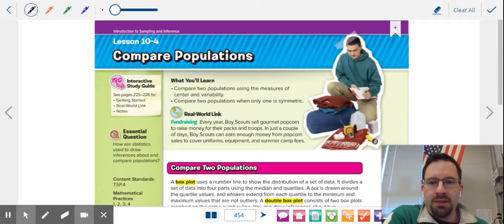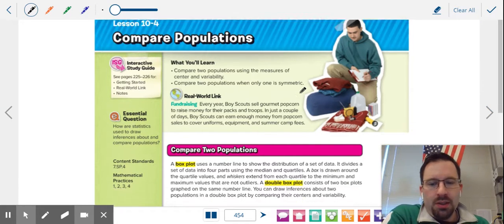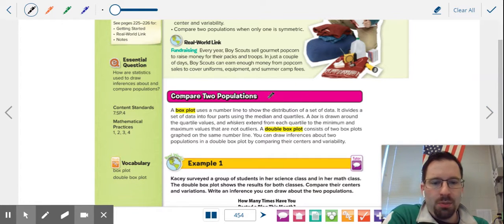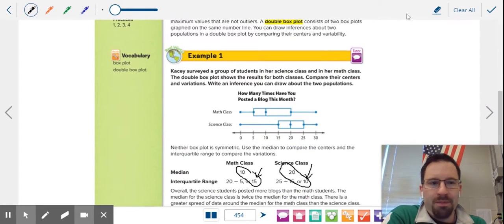Today we're talking about lesson 4 of chapter 10, or unit 10, compare populations. When we talk about populations, we're going to be looking specifically at box plots and double box plots, and line plots and double line plots. So here's a box plot.